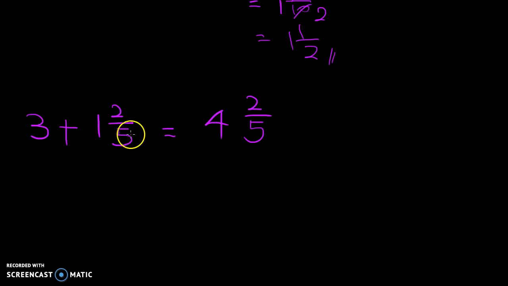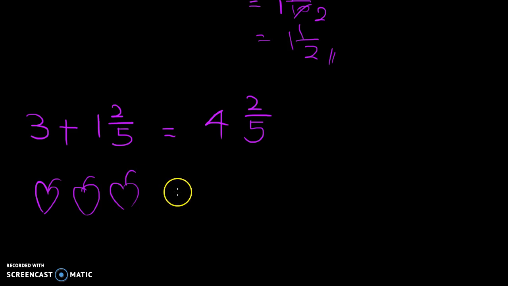It's like, for example, I have 3 apples plus 1 whole apple and 2/5 of an apple. If I draw it, it's like that: 1, 2, 3, and plus 1 more apple. And I have 2/5 of an apple, so maybe I draw it like that. You can see that the whole number parts, the 3 and the 1, I can add together to get 4, and this is the remaining part, which is 2 out of 5.